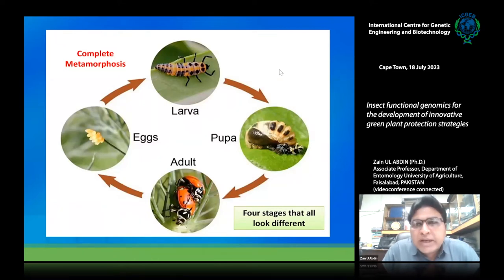From this slide, you can have an idea. The people who are involved directly in insect science know the insect has a very fascinating life. Its life has four different stages, and according to that, we call this a complete process of metamorphosis. When the insect is in the larval stage, it is the immature stage, which is the most feeding and damaging stage of the insects.